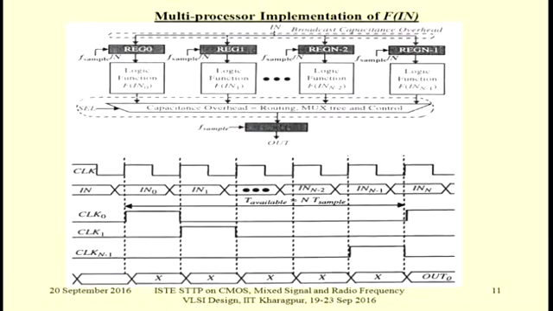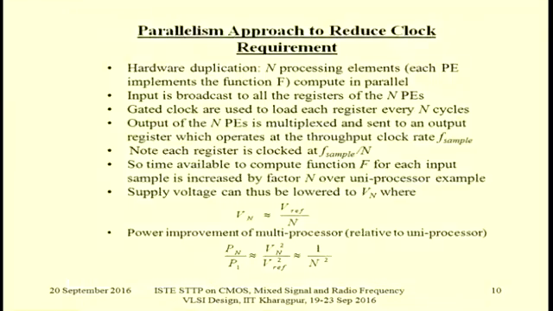So that means, interestingly, although the input is valid here, the output is valid after n clock cycles. That means the latency has increased from 1 to n, let us say. But what is a better way? What do we gain by this? Gated clocks are used to load each register every n cycles. Output of the N processors is multiplexed and sent to an output register which operates at the throughput clock rate, mind you. But each register is clocked at m sample by n.